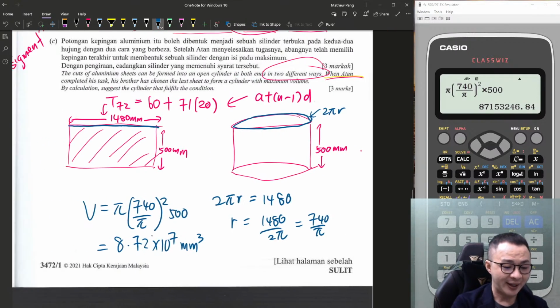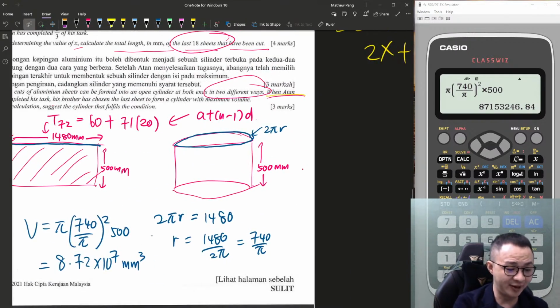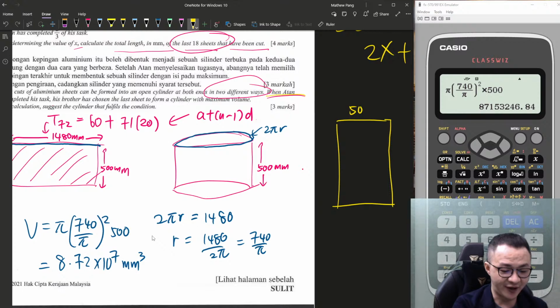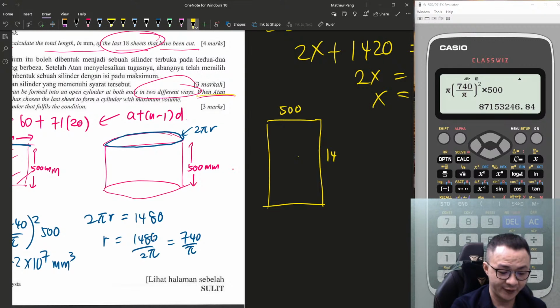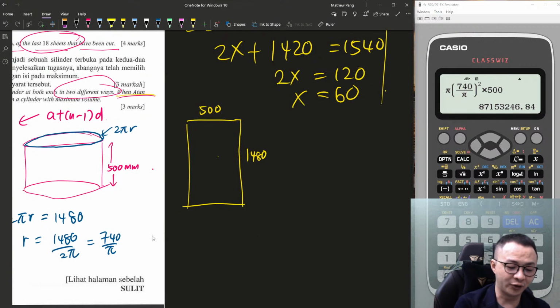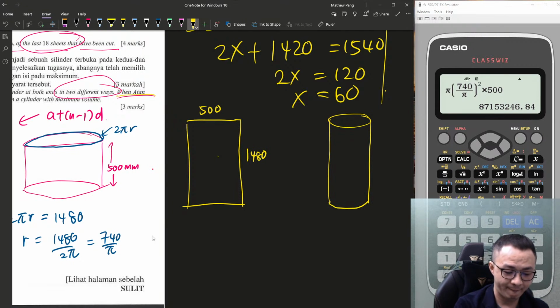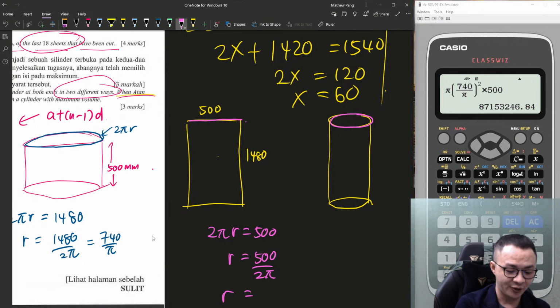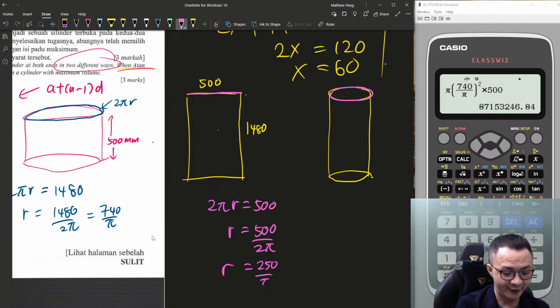Okay, but like I say, this piece of aluminium, I can make it vertical. This is 500. Then this is 1480. So if I rotate, I should get something like this. So you see carefully, you should know right now your 2 pi r equals 500, isn't it? So 2 pi r equals 500. My r is 500 divided by 2 pi. My r is 250 over pi.